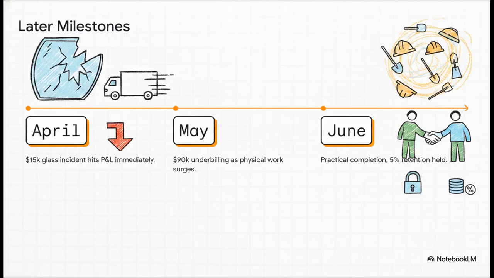But then in April, disaster strikes. A delivery truck backs right into the building and destroys 15 grand worth of that installed specialty glass. It's a mess. In May, Bob's crew has to work in absolute overdrive, pushing the physical work way ahead of the billing, which creates a massive $90,000 underbilling asset. Finally, in June, they achieve practical completion. The client signs off, but as is standard practice, 5% retention is withheld for the defects liability period.